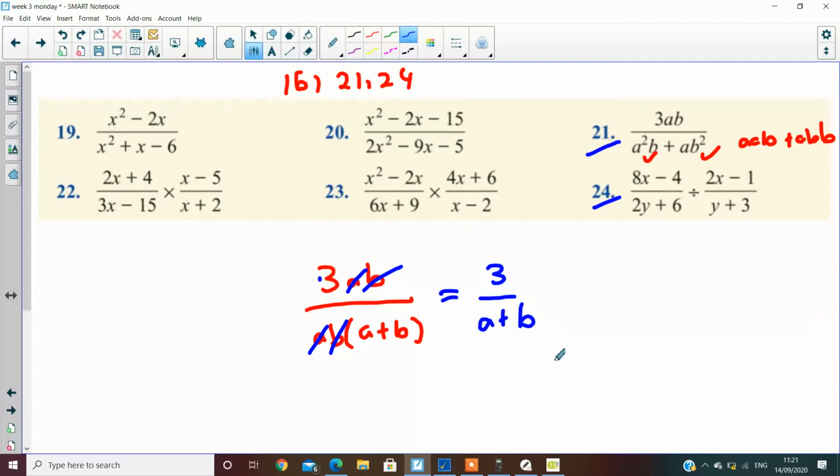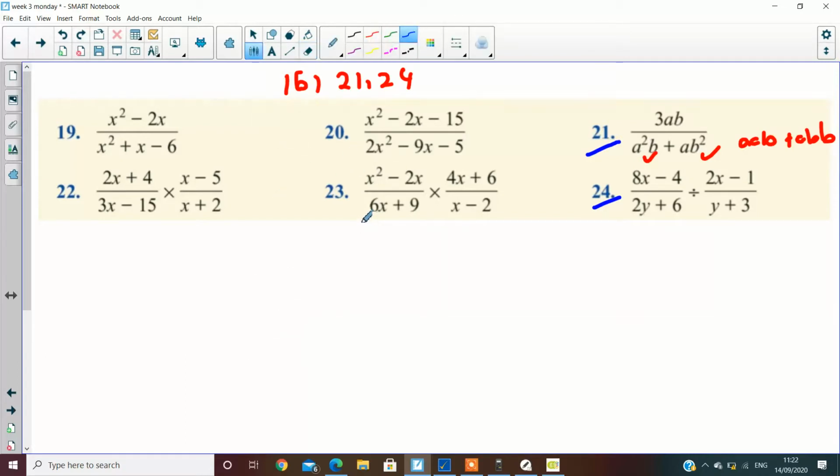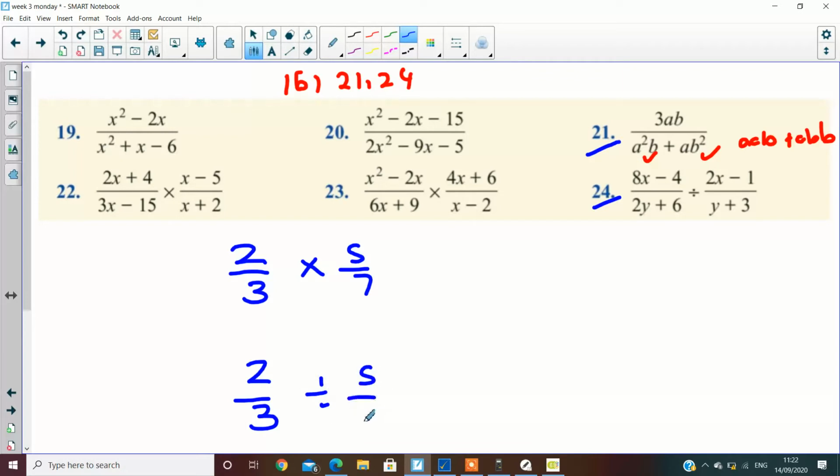Now, who got that out? Do we have it? Yeah. You guys didn't have 24 for homework, did you? All right. So I'm going to do 24 and 27 as a demonstration, and then we'll let you loose on them. Now, does anybody remember the difference between multiplication and division of fractions? What's the difference between 2/3 multiplied by 5/7 versus 2/3 divided by 5/7?